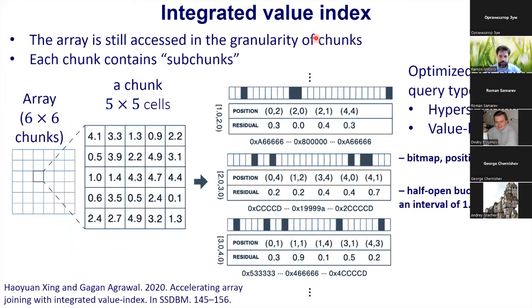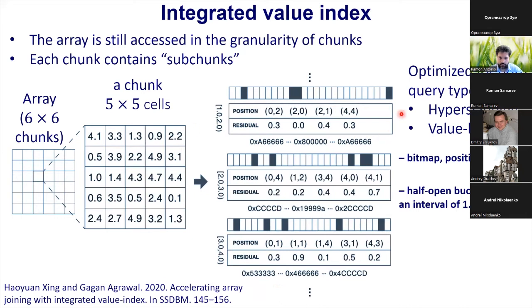The integrated value index mitigates the aforementioned drawback. The array is still accessed in the granularity of chunks. However, each chunk contains subchunks. Consider the example on the slide. The array is divided into 6 by 6 chunks, like here, right? And each chunk of 5 by 5 cells is further divided into half-open buckets with an interval of 1, right? So here 1 to 2, 2 to 3, 3 to 4, interval of 1.